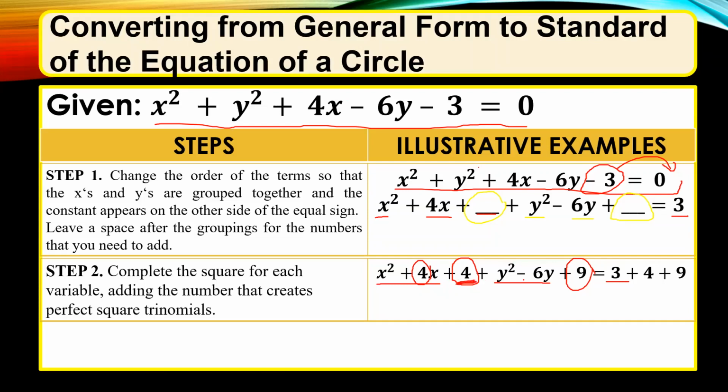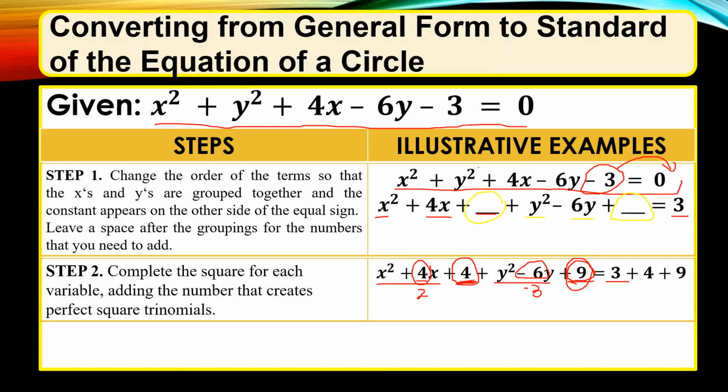Plus y squared minus 6y plus blank from earlier, right? The coefficient of y here is negative 6, divided by 2, that is negative 3. Negative 3 times negative 3, that is positive 9. That's why it became positive 9. So again, this one, 4 divided by 2 is 2, then squared, or 2 times 2, that is 4. So we put 4 here.